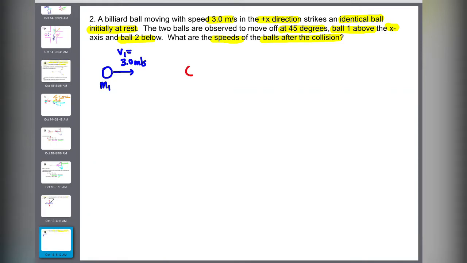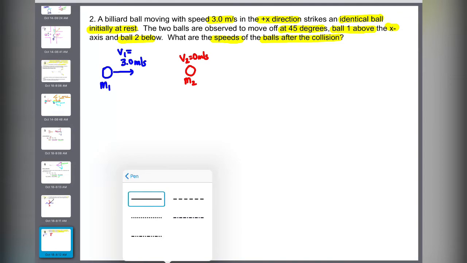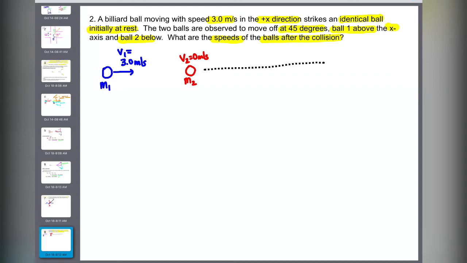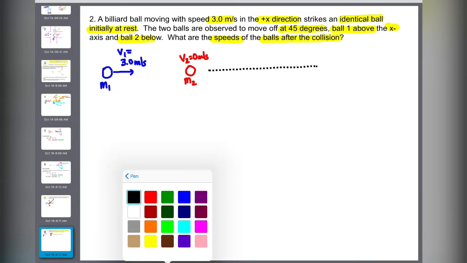Okay, second ball comes in, and it's identical in mass, so m2. You can just call them all m, but I'm just going to label m in like 1 and 2. The initial velocity of ball 2 was 0 because it was at rest. Okay, and it's helpful to draw almost like a dotted line just to show the axis. So I'm going to have an x-axis, very crooked. So a straight line coming in. Okay, and now what's going to happen to one of them? So the two balls, ball 1 moves above the x-axis and ball 2 goes below.